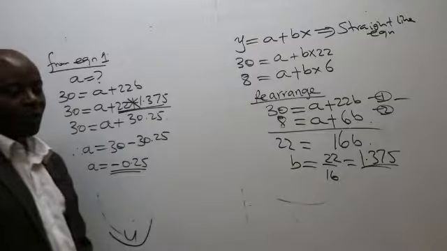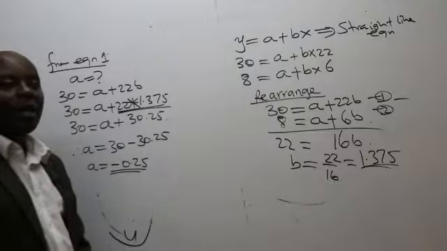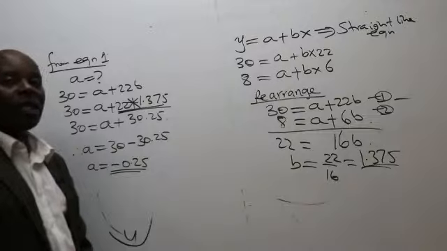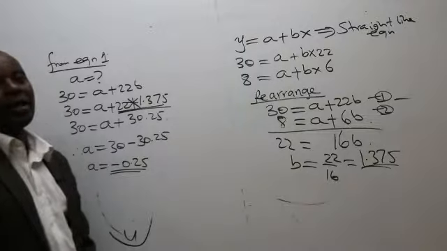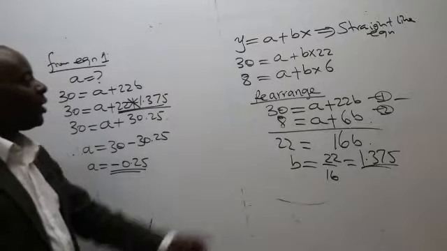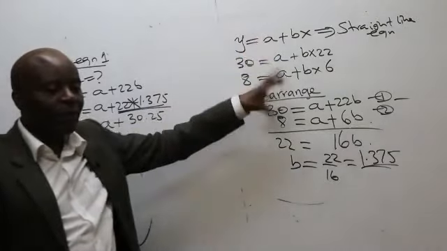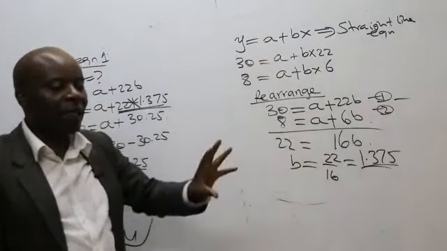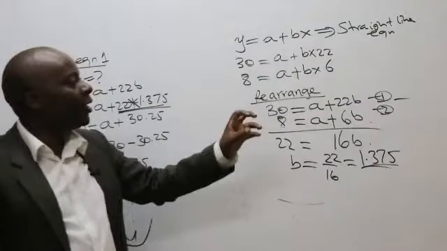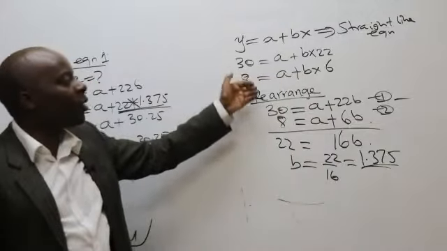So, ladies and gentlemen, having gotten the values of A and B, is that everything? It can never be the case. Why? Because remember that this examiner had asked us to come up with a function. The examiner wanted us to come up with a function that connects y and x. So what we've done is to get the gradient, is to get the y-intercept.